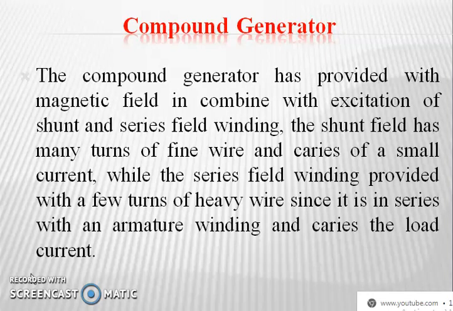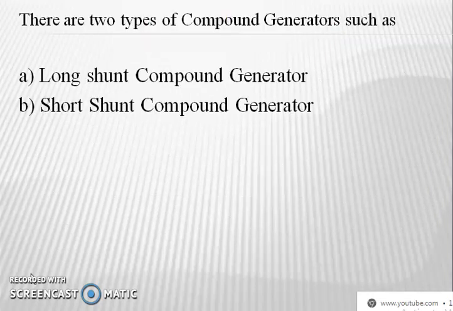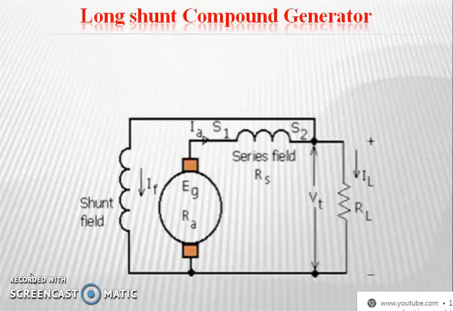If the field windings are connected in such a way that the flux produced by them is in the opposite direction, then the resultant flux is the difference between the two, and it is called a differentially compound DC generator. So in a cumulatively compound DC generator the fluxes are additive, while in a differentially compounded DC generator the resultant is the difference of the fluxes. So there are two types of compound generators: one is the long shunt compound generator, another one is the short shunt compound generator.